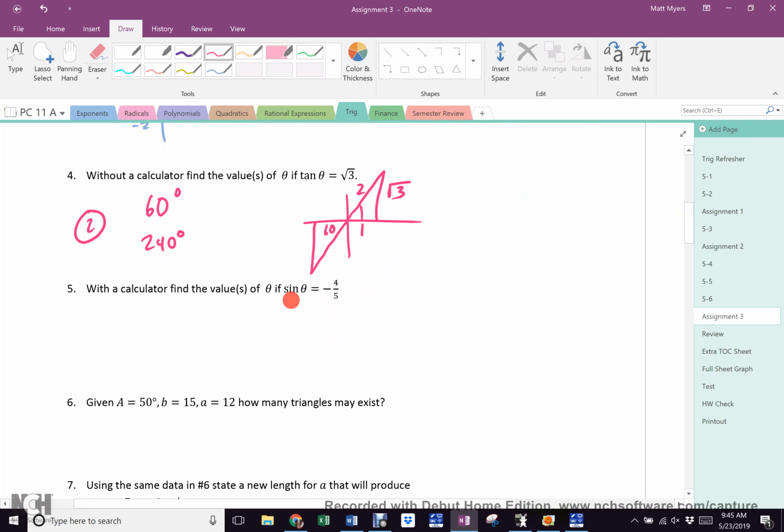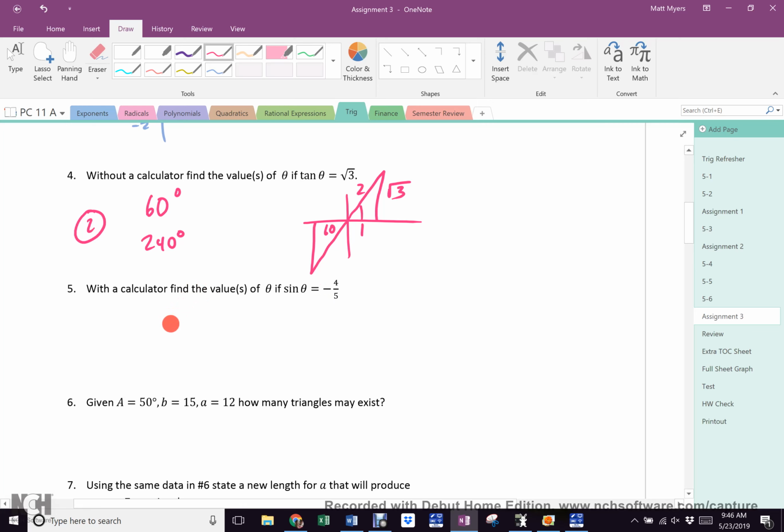With a calculator, find the values of theta if sine theta is -4/5. What is theta? There's 2 choices. Why are there 2 choices? Liam, hit me. There's 2 places where sine can be negative. And where are they? Bottom half, quadrants 3 and 4. So what are the values of theta?